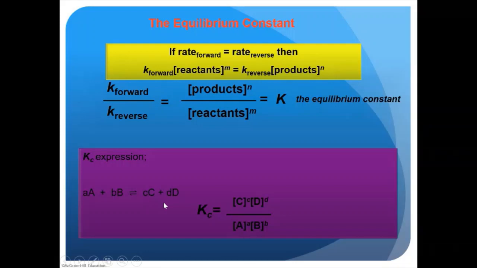Okay, let us consider this equation. We have A reacted with B, produce C plus D. So this is the reactant and this is the product. So the K expression, or Kc expression, is equal to the concentration of C, power of its coefficient, multiplied with the concentration of D, power of its coefficient, over the concentration of A, power of its coefficient, multiplied with the concentration of B, power of its coefficient. That is how we write the Kc expression.